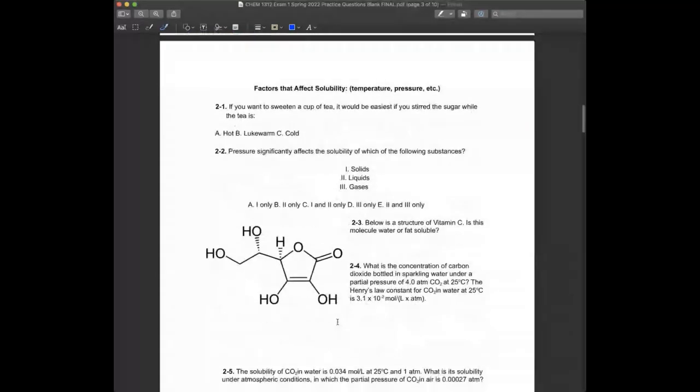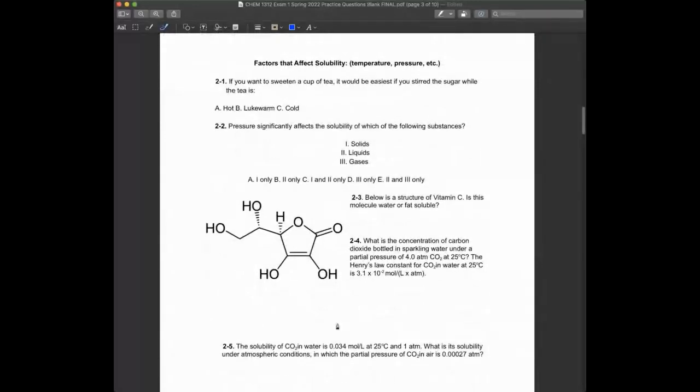Okay, let's move on to the next part. We're going to talk about factors that affect solubility, temperature, pressure, etc. If you want to sweeten a cup of tea, it would be easier if you stir up the sugar while the tea is hot. Because what happens when you stir the sugar is that the kinetic energy from the hot water attacks the bonds in the sugar, so it will be able to dissolve better or become more soluble.